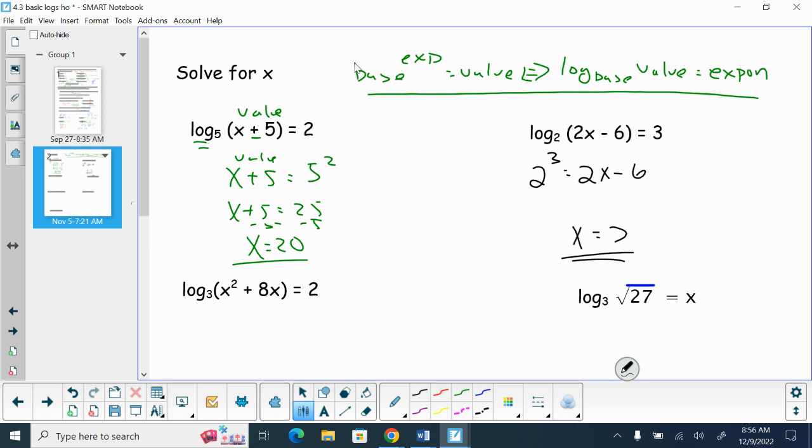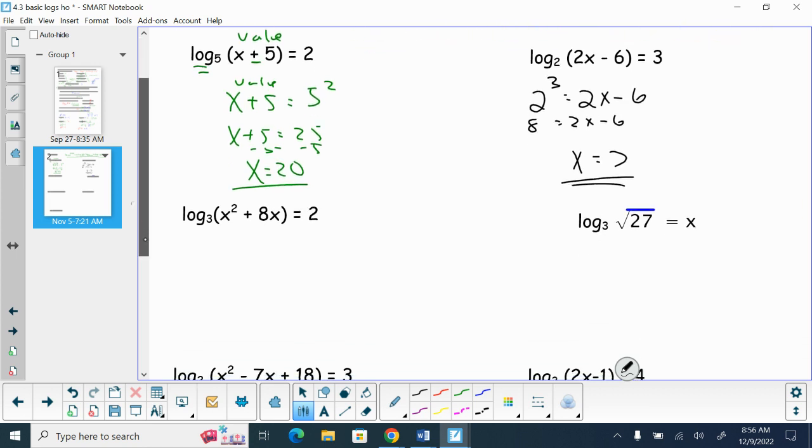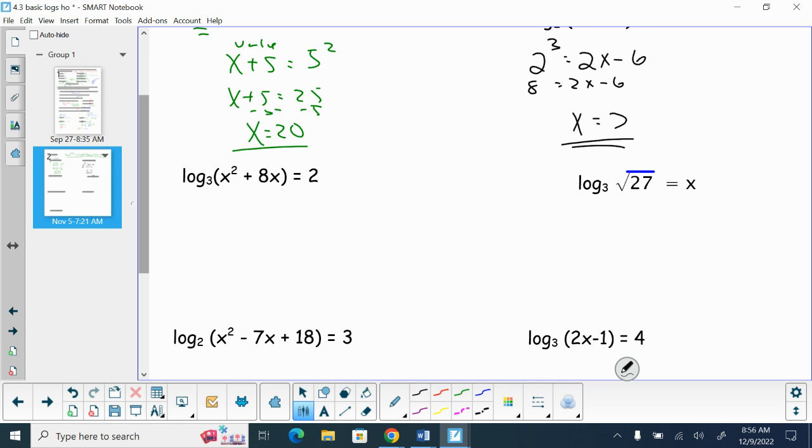X equals 7. Go with that. Gives me 8 here. Add your 6 over, so we have 2x equals 14. Divide by 2. Base, exponent, value.